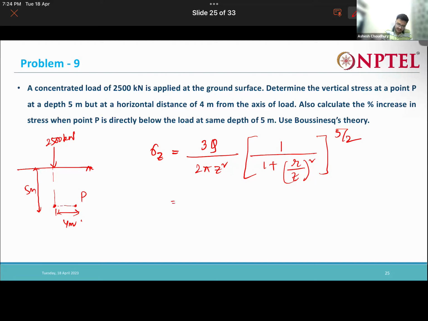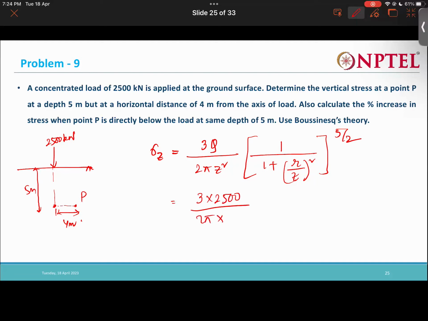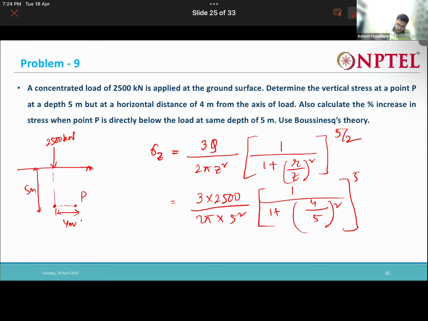I will directly put the values: 3 into 2500 by 2 pi into 5 square, into 1 by (1 plus (4 by 5) square) to the power 5 by 2. If you do this, please see how much it's coming. It should be 13.86 kilonewton per meter square.